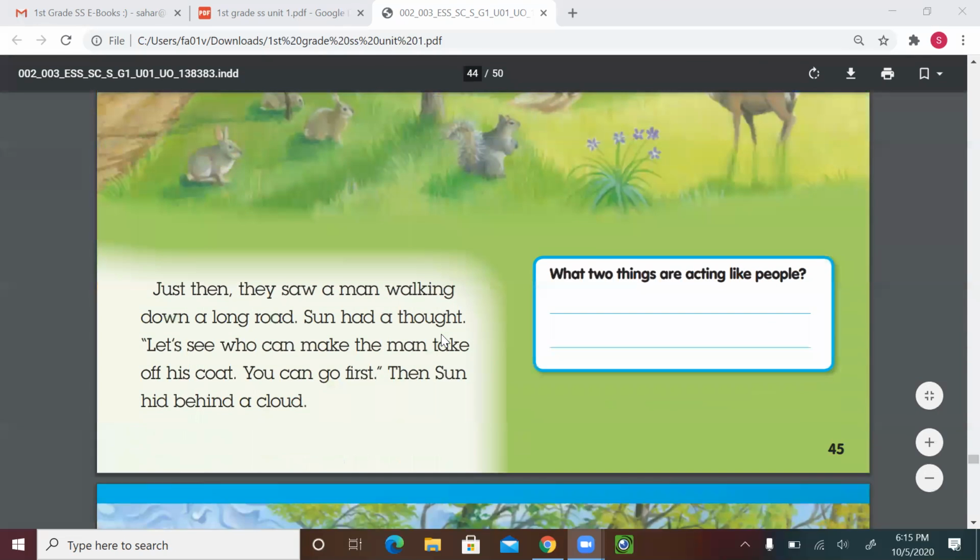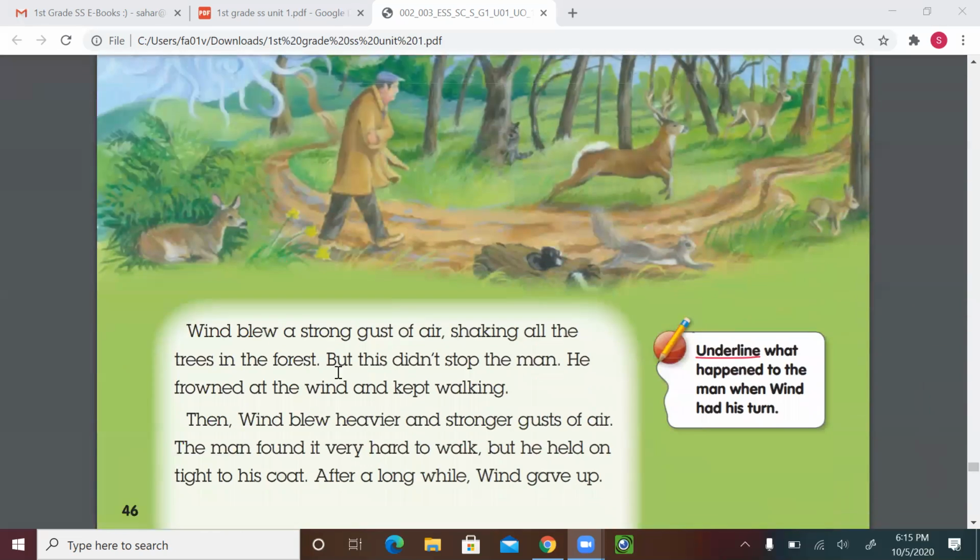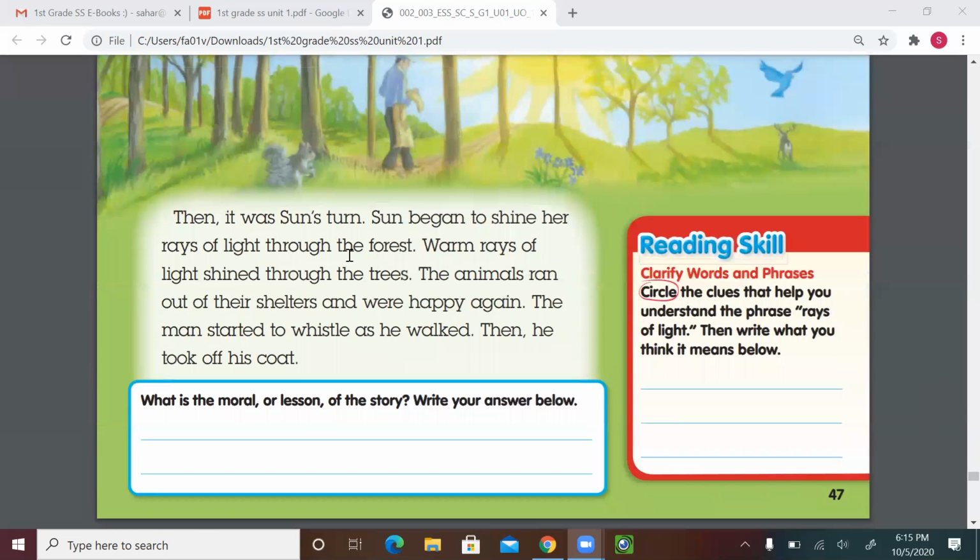The sun began to shine her rays of light through the forest. So the warm rays went through the trees and the animals were happy, and the man started to whistle, and he took off his coat and he started to enjoy his day. And we learned that the moral of this story, or the message we understand and receive, is that kindness is better than harshness.